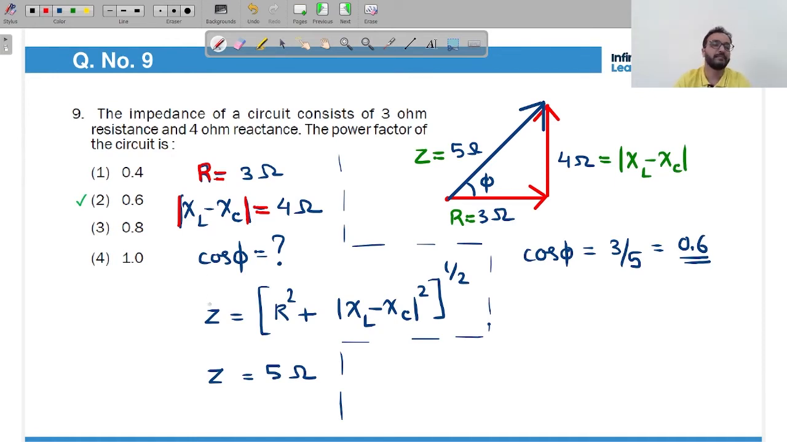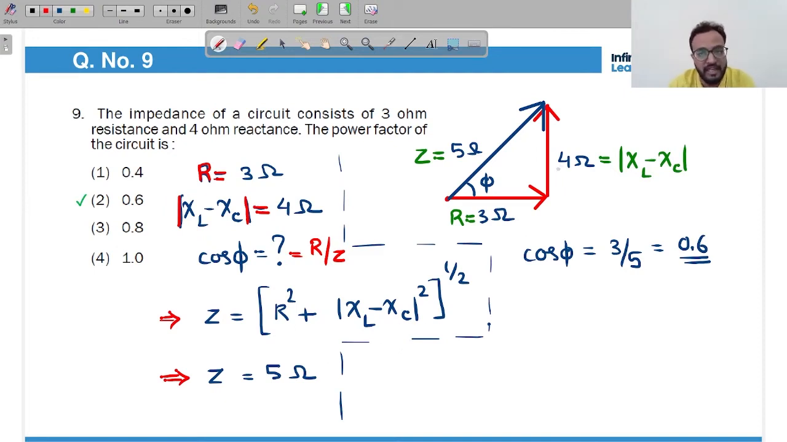Now, what is power factor? Power factor is basically R upon Z. Z is the impedance, so impedance will be the square root of R square plus mod of XL minus XC whole square. From there we get the information that Z is what? 5 ohms, because R is given 3 ohms and net reactance XL minus XC is given 4 ohms. 3 square plus 4 square under root is 5.